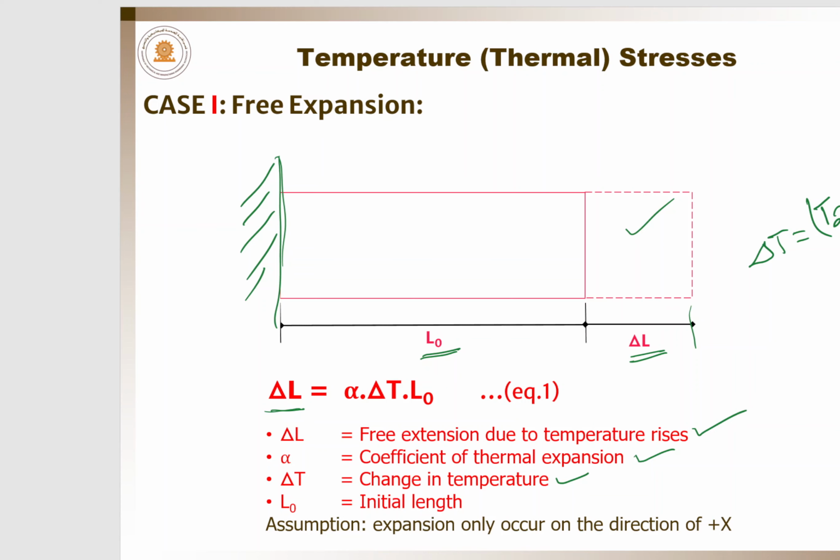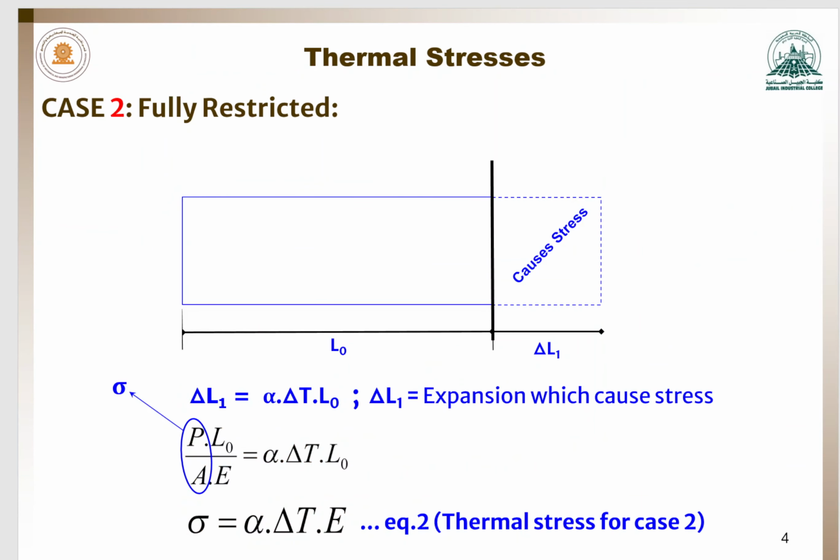Case number two. In case number two, the material, I did not allow it to expand. So you can say that this wall was here. I am pushing it back. So when I push it back, what will happen here? I will have compressive stresses induced in the material, is it not? There is some amount of stress induced in the material. The formula is there. Delta L is what? Delta L is alpha into T into L naught, is it not?